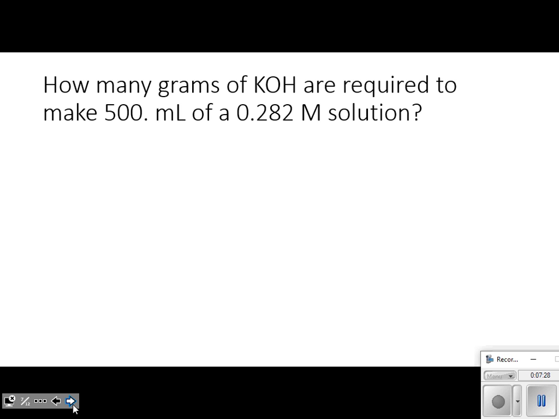a little bit, because we're given a molarity and we're given a volume. Notice, mental note, my volume is in milliliters. Do I want volume in milliliters? No, I do not. I want volume in liters. So how do I get milliliters to liters? I jump my decimal 3 places to the left. Okay, so that's going to be 0.500 liters.